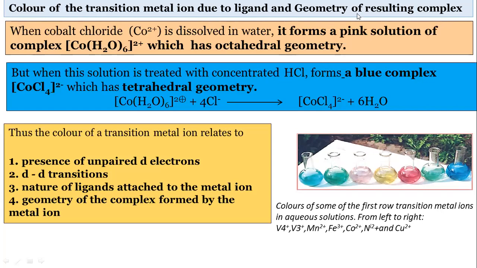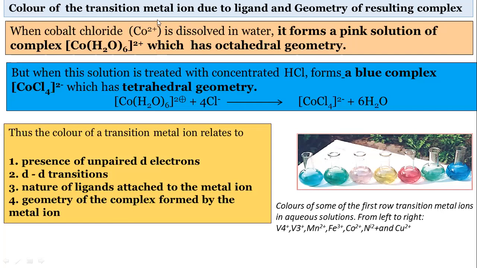So again, we will start. In the previous lecture, we already learned about why the transition metals show color. These are the parameters required for the color of the transition metals. First, if an unpaired d electron is there, it will show color. If it shows the d-d transition, again it will be colored. And if the ligands are changed and the geometry of the complex is changed, the color will change.